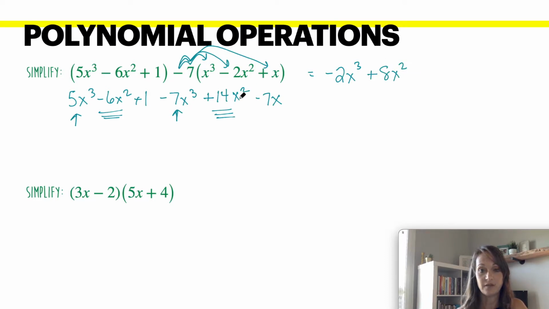You keep the variable. The x squared stays x squared. You do not add x squared and x squared to get x to the 4th. Do not do that. And then this is the only x value, so it would be -7x. And then a positive 1 is alone. There are no other constants to combine. And so this would be your final answer.